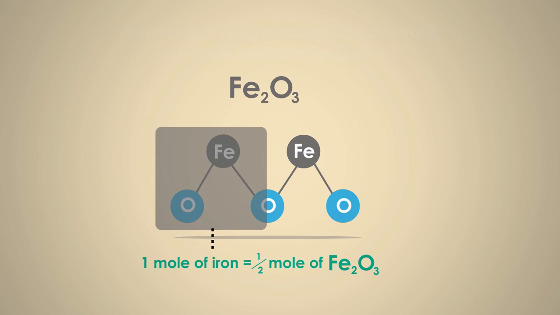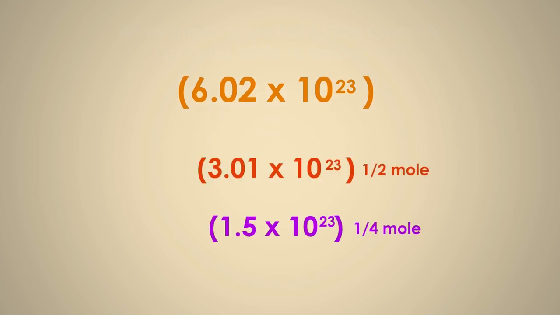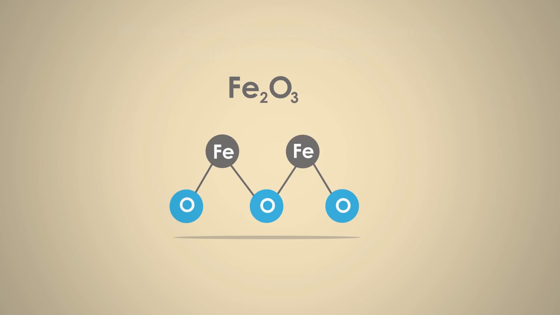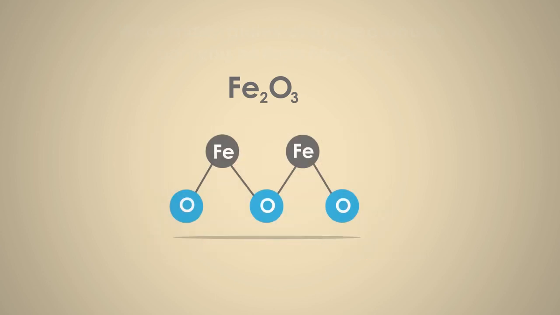You can have half moles of anything, or quarter moles, or hundredths of moles, because a mole is a really big number, 6.02 times 10 to the 23. 6.02 times 10 to the 23 can be broken down into smaller numbers, so it's okay to have fractions of moles. You can also double them to say that for 2 moles of iron you have 1 mole of compound. This is okay too, because the numbers are relative.